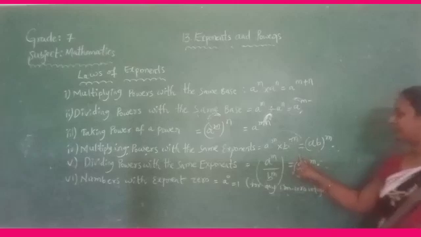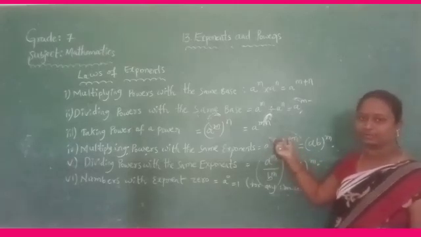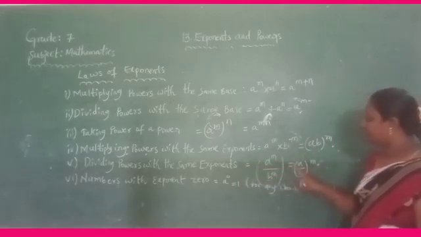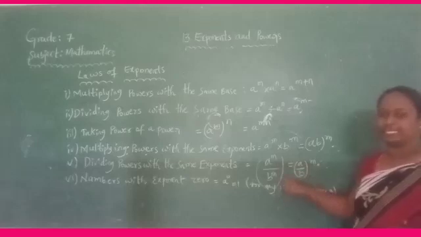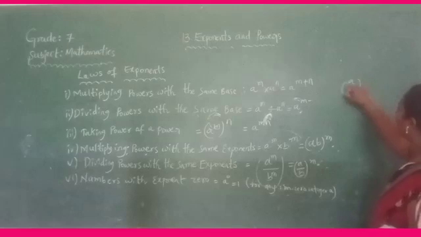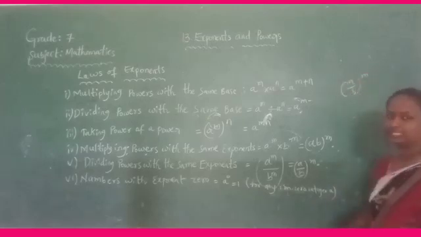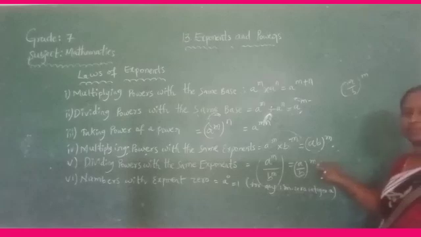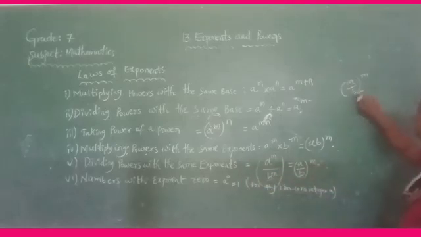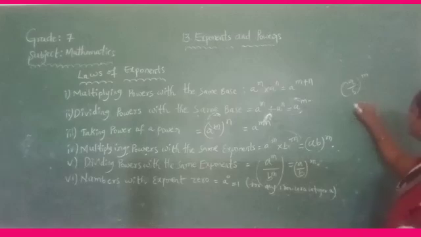In the multiplication we have seen, bases are different, exponents are the same. We can write it as ab whole to the power of m. By dividing the powers with the same exponents, how to write? Yes, the same. That is a by b whole to the power of m. For the two bases, m is the common exponent in the division, so I have written a by b whole to the power of m.